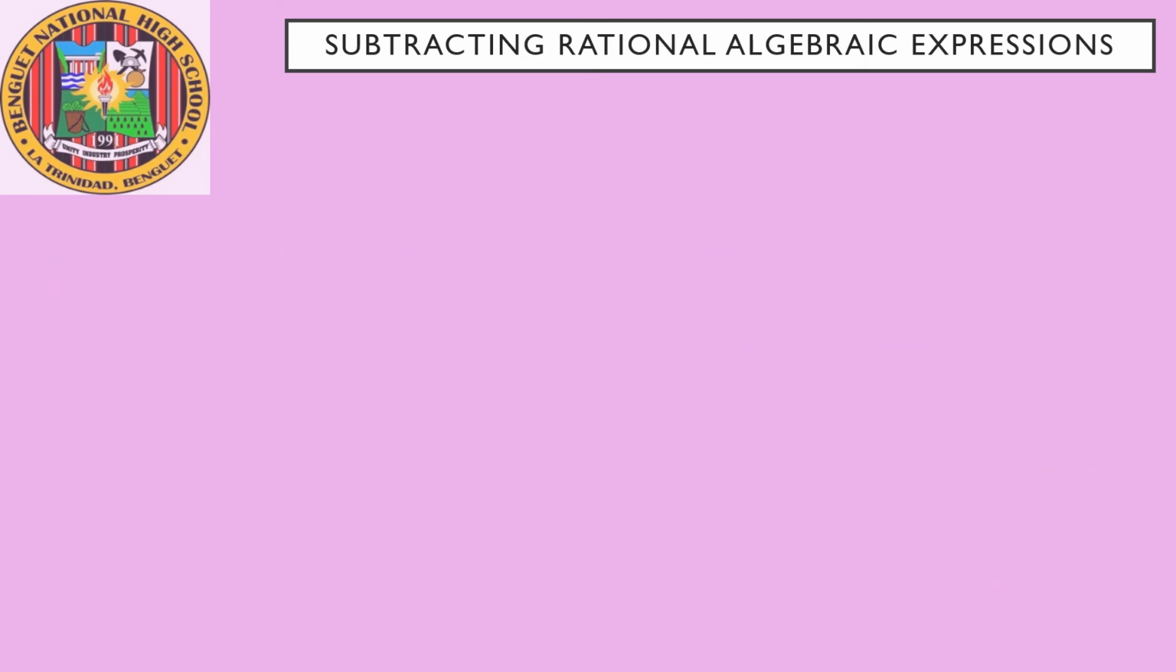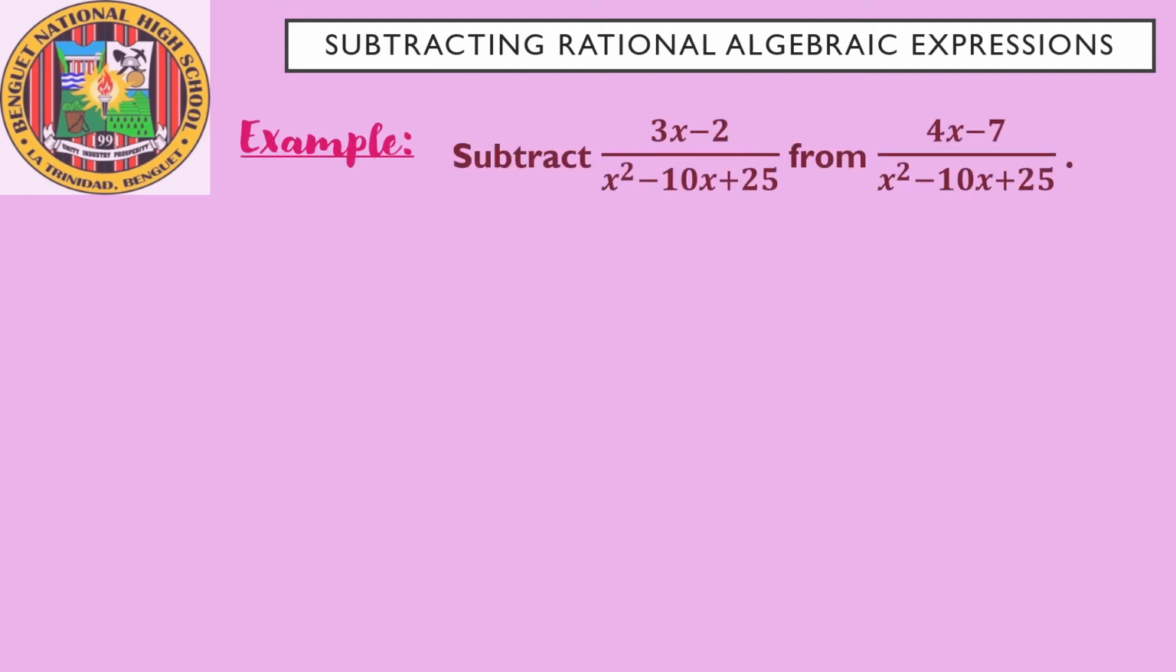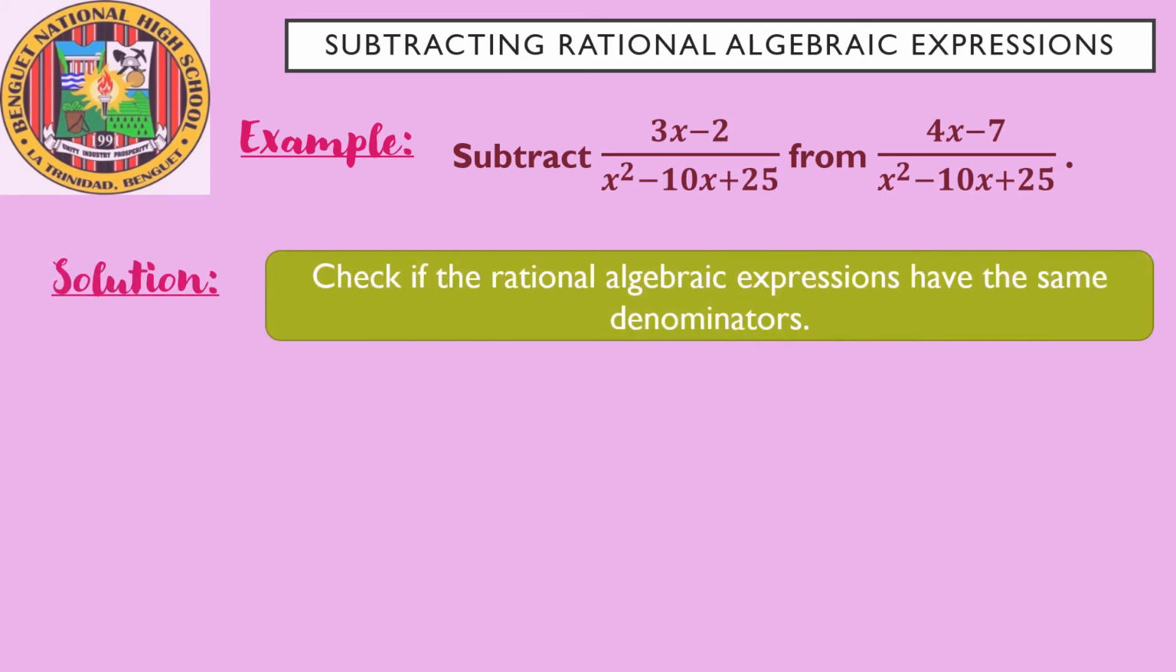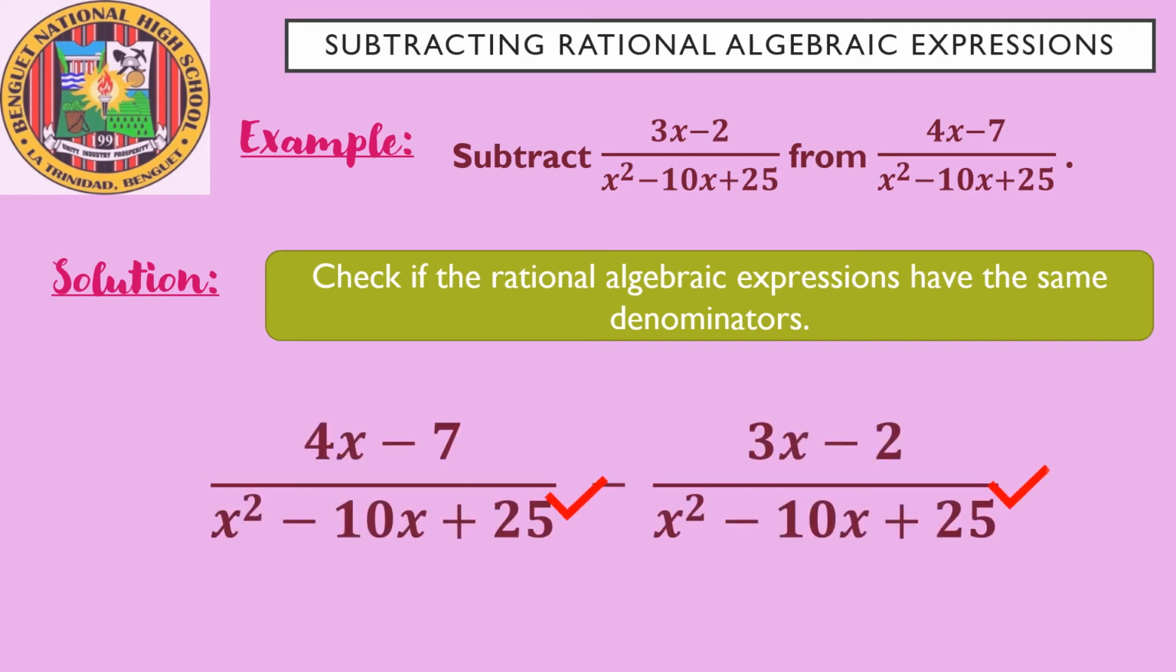Do you follow the discussion? Let's take a look at another example. Let's subtract 3x minus 2 over x squared minus 10x plus 25 from 4x minus 7 over x squared minus 10x plus 25. We always start with checking if the RAEs we are subtracting have similar denominators. Once we see that they have, then we can move to the next step.